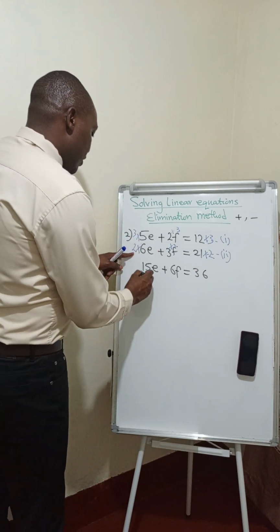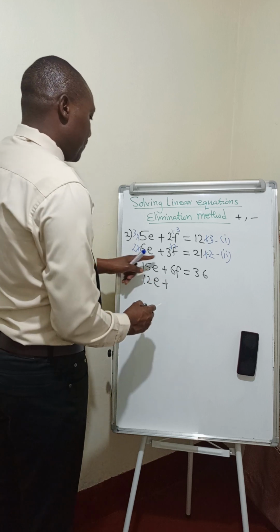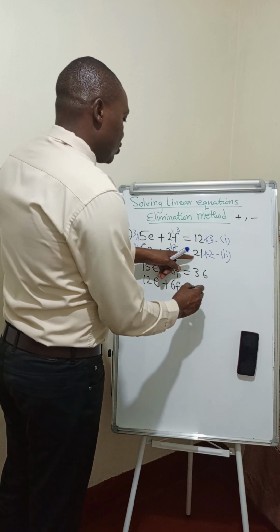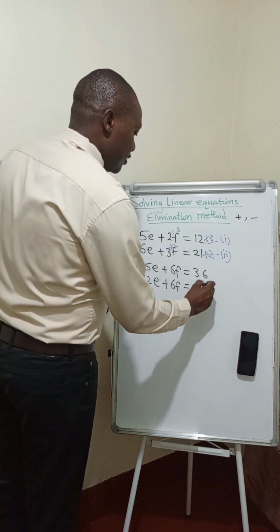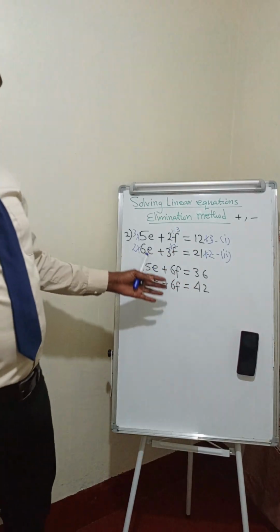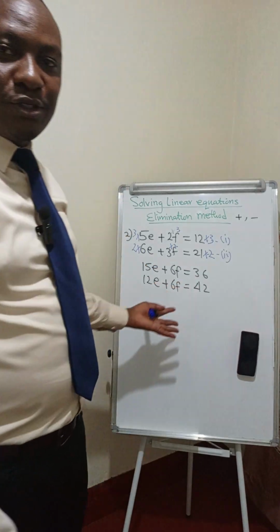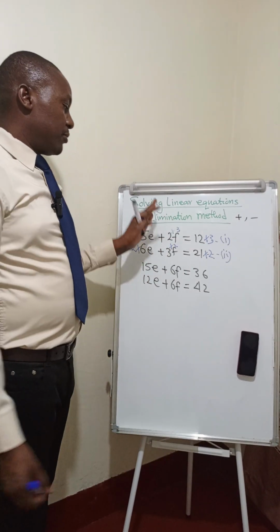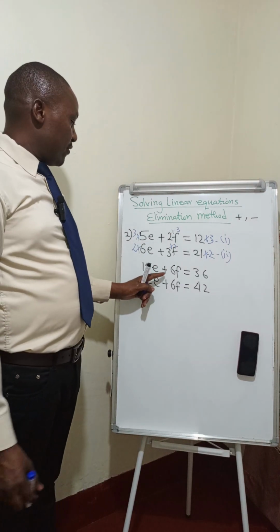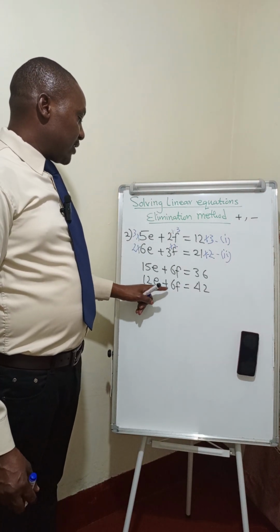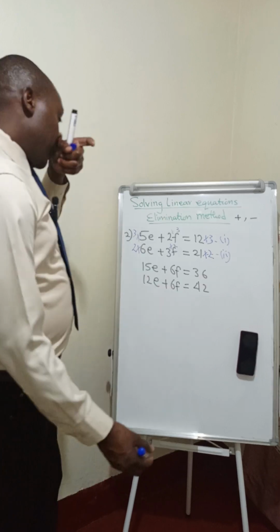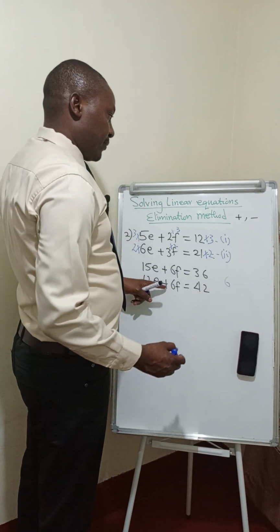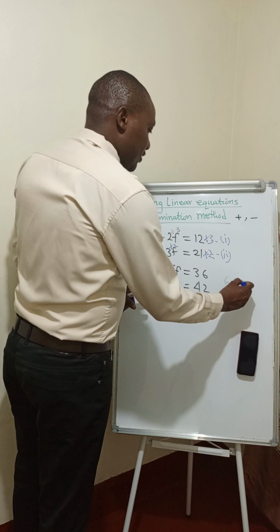2 times 6e, you'll get 12e, plus 2 times 3f, you'll get 6f, is equal to 2 times 21, you'll get your 42. My learners, look at how simple these equations are. So if you continue, like we have said, we want to eliminate f, the one that we balance. We have plus 6f and plus 6f, the same. So if you look at this, let's try with positive. So we have positive 6 plus positive 6.